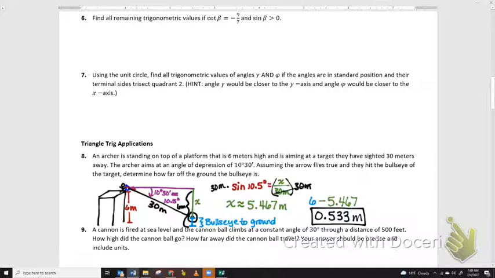Before we look at anything else, what questions do you guys have about this one? Yes, ma'am. Would that be definite or approximate for the final? Technically, it would be approximate, because we did have to round that.